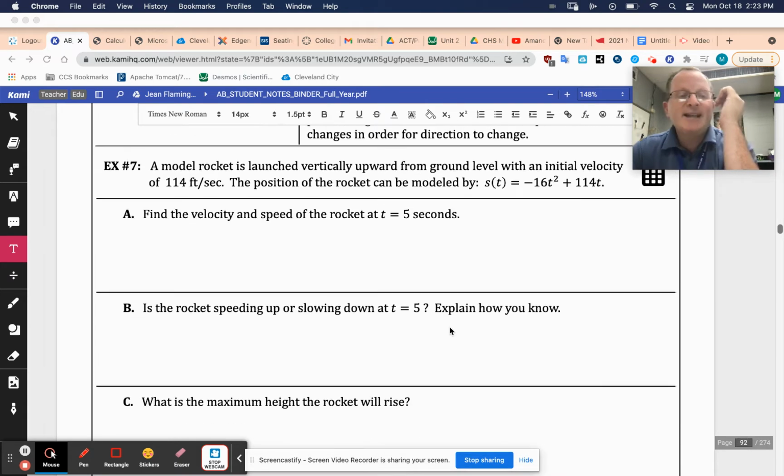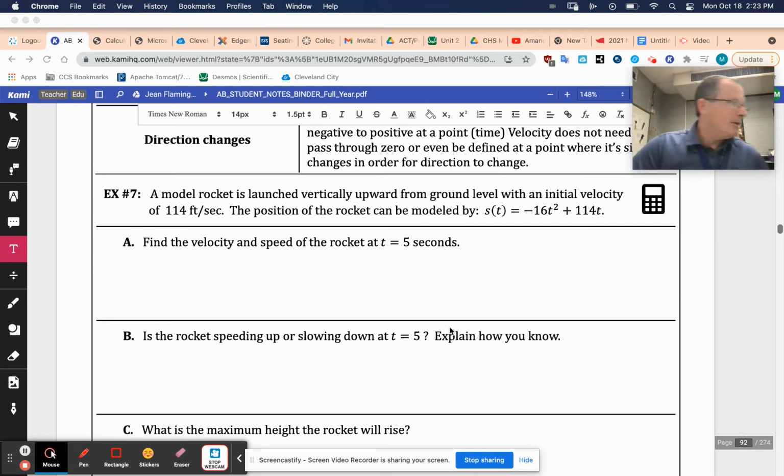That's great. All right, example 7. We've got a rocket. A model rocket is launched vertically, and we have an equation for its position. Find the velocity and the speed of the rocket. All right, so here we go.